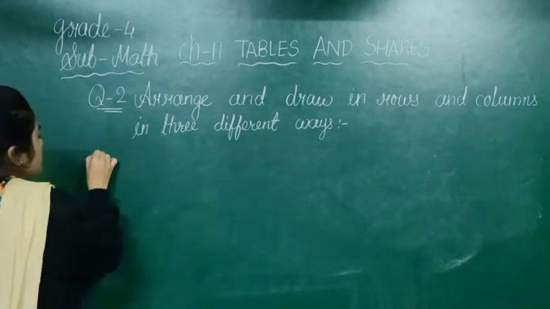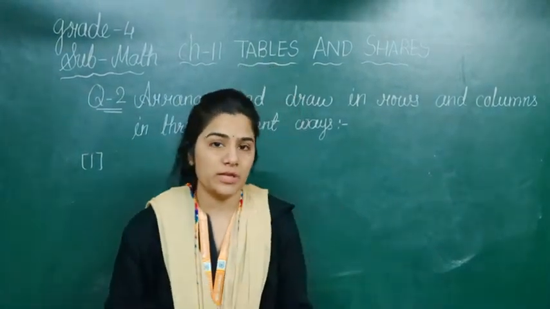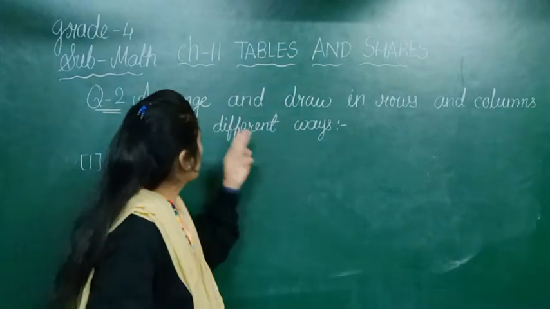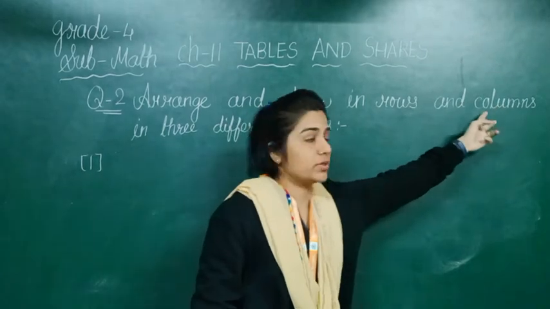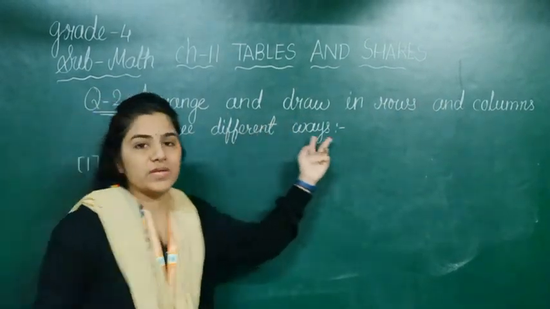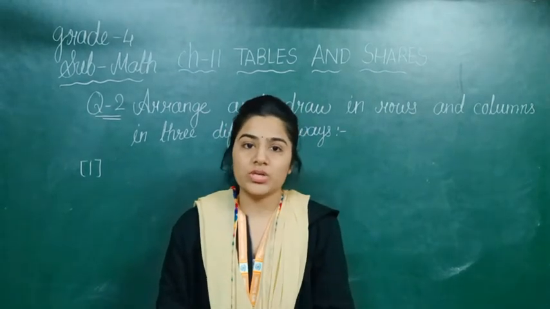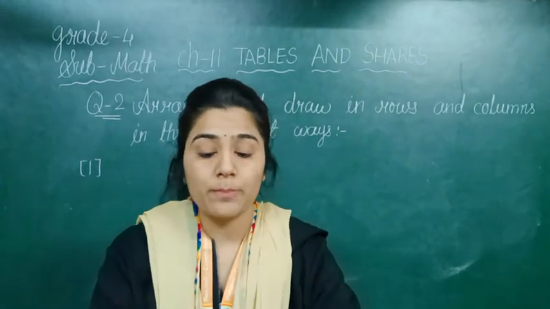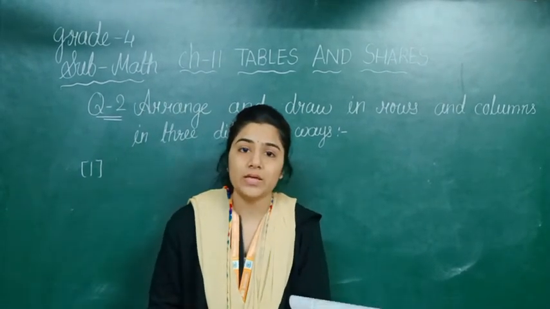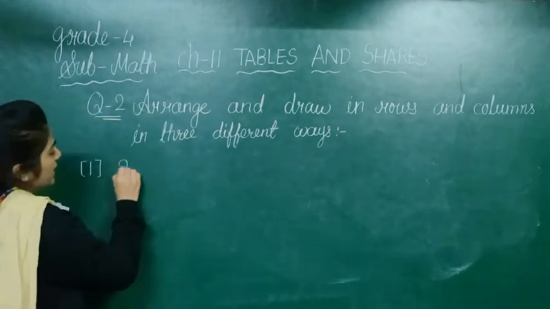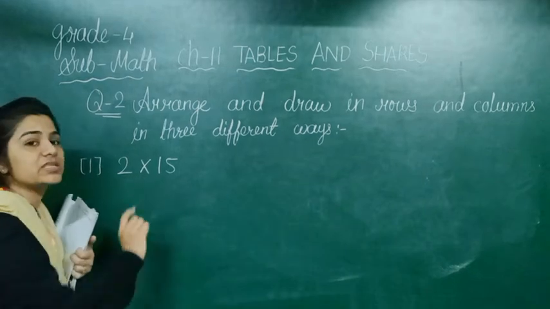See, in your workbook question, some multiplications are given, means 1 digit multiplication. According to that, what we have to do is arrange and draw in rows and columns in 3 different ways. In your workbook, total questions are 3. One question is already given, that is 2 multiply 15. What is given in that? See, 2 rows we are having. Suppose I am writing 2 multiply 15. So we can say that 2 15s.